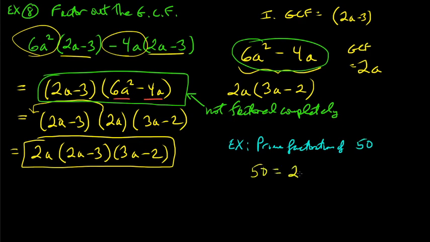Well, you can say it's 2 times 25, right? But 25 is not a prime factorization. In other words, we're not done yet. We have to factor 25 as 5 times 5, or 5 squared. Okay? So this is the prime factorization.